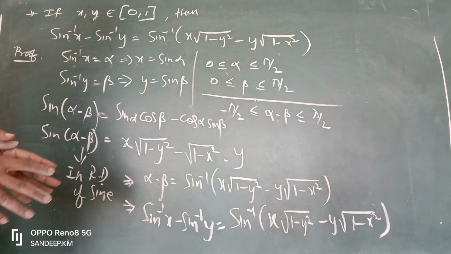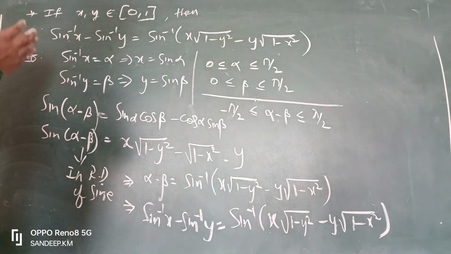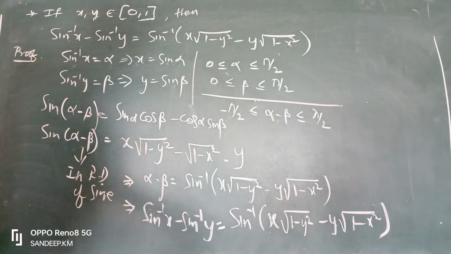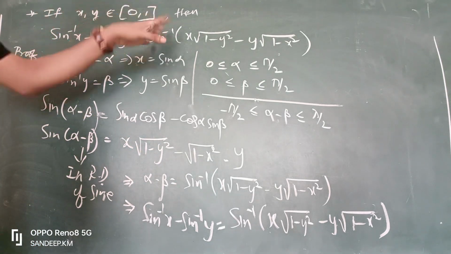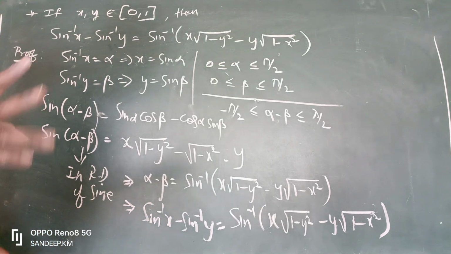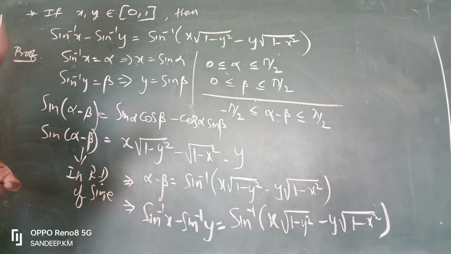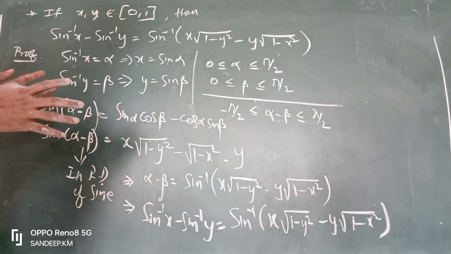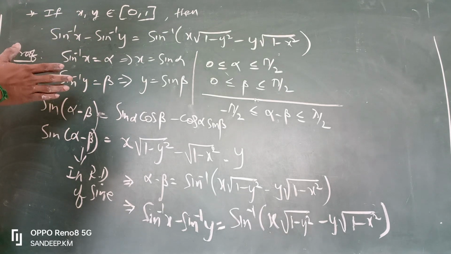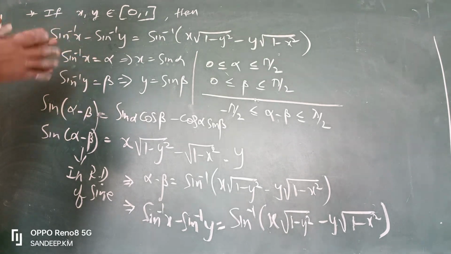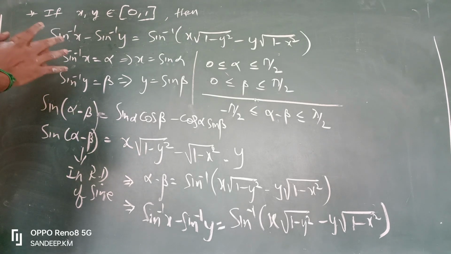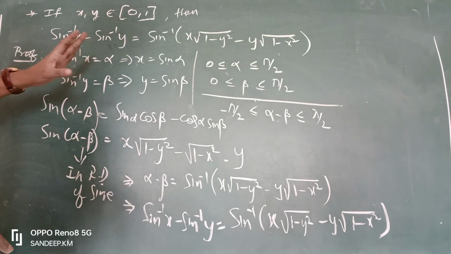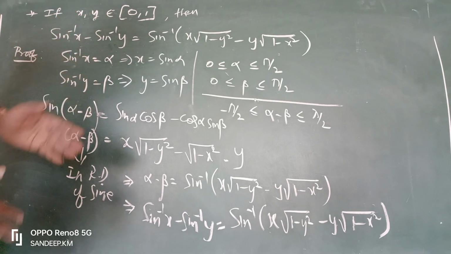So we have seen what is sine inverse x plus sine inverse y in terms of sine inverse. We have seen what is sine inverse x minus sine inverse y in terms of sine inverse. I will give you two formulae. I want you to try the proof. If you have got the correct answer, it means that you have got very good clarity on this particular topic. So same like this, I will give you two more. You prove it yourself.